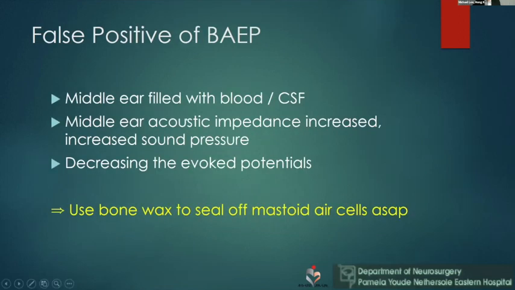So what are the false positives of BAEP? Probably the middle ear can be filled with blood or CSF, which can affect your acoustic impedance and also cause a change in sound pressure. And this will decrease the signal of the evoked potential. So every time you do the surgery, remember to use bone wax early on, before you open up the dura or cause any significant bleeding. Just use the bone wax to seal off all the mastoid cells as soon as possible. Then you can avoid the middle ear being filled with blood or CSF, which can change your BAEP.